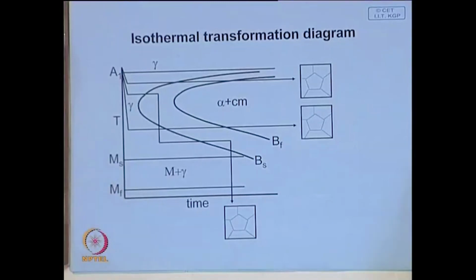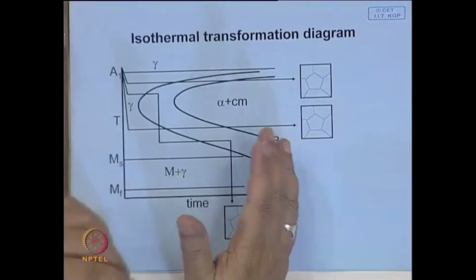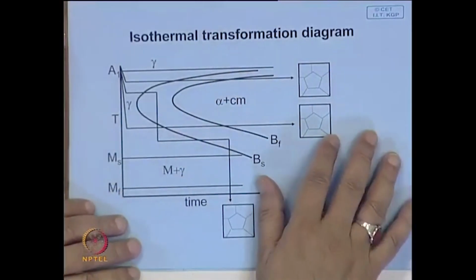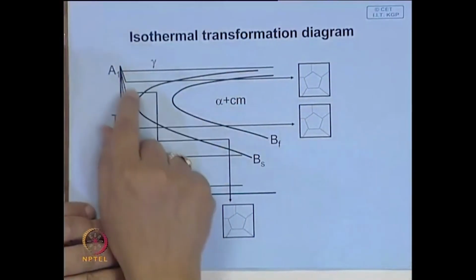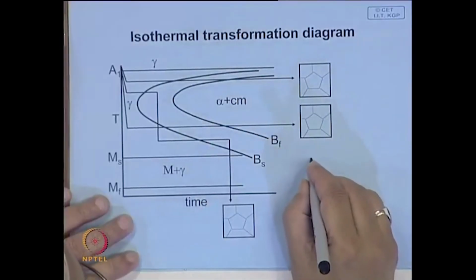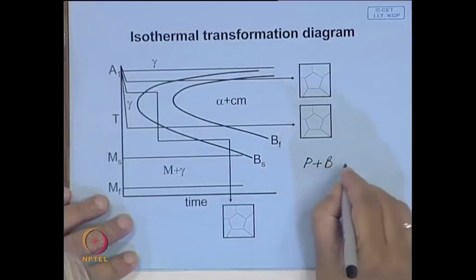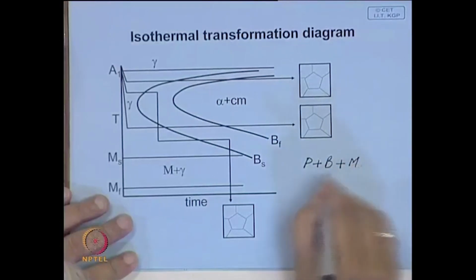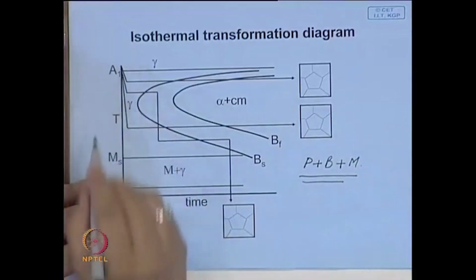Now, the question comes: you can get a wide range of microstructures in steel depending on how you allow the steel to cool. So, one can think of various types of isothermal heat treatment processes. Suppose we ask, can you design a heat treatment process where, in a eutectoid steel, you get some amount of pearlite, some amount of bainite, and the balance martensite? Is it possible? Let us look at the diagram here.